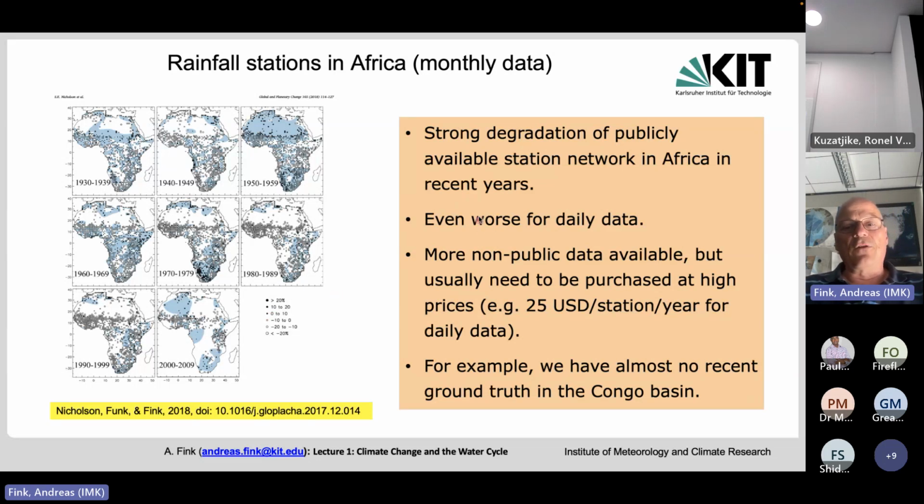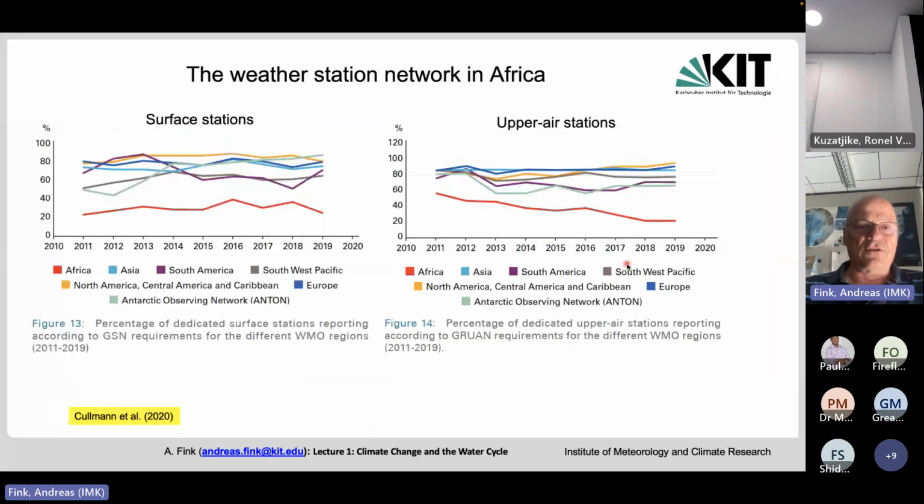And if you go to daily data, these maps would look even worse. There are daily data or monthly data available, but you often need to purchase them. I just give one number here. I don't go into any detail. And so we have a poor network, but also a poor availability of the data for research.